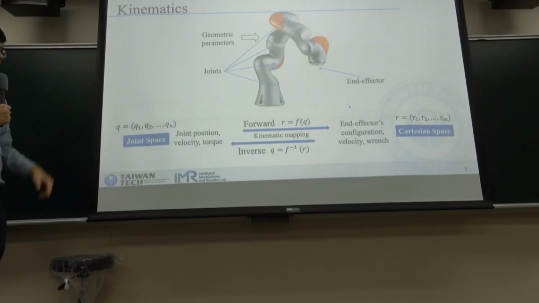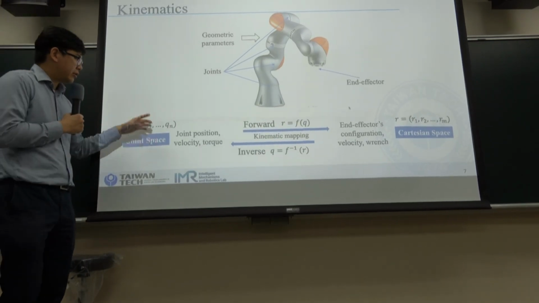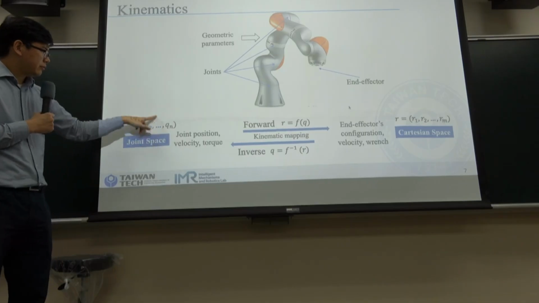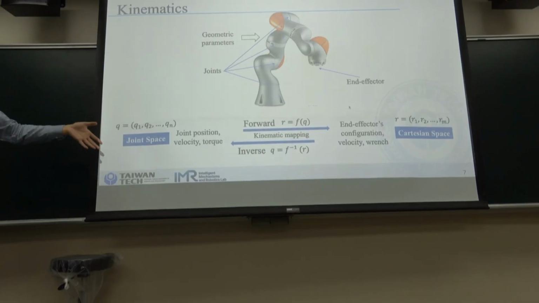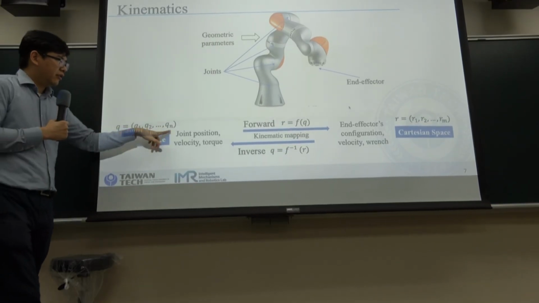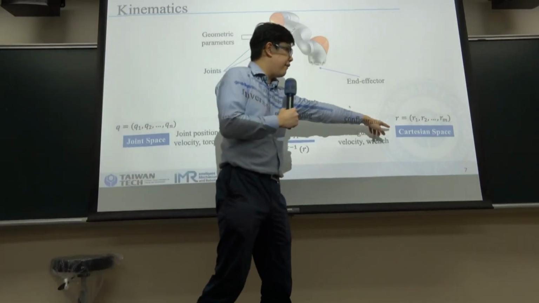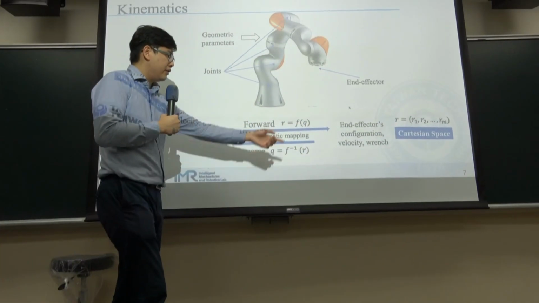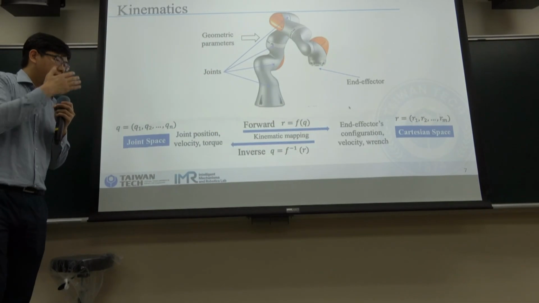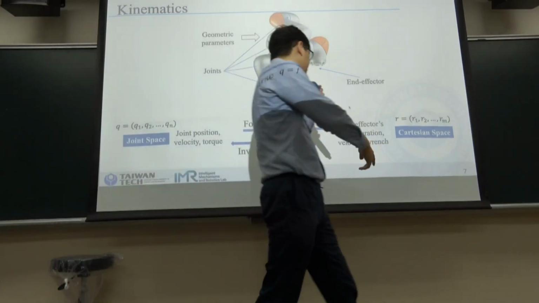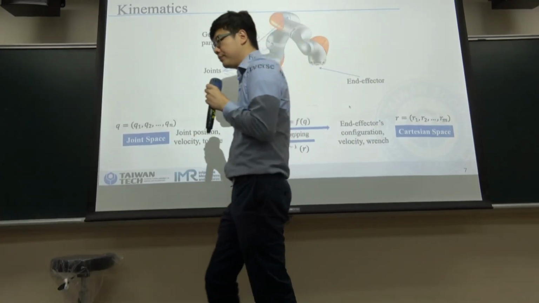This is the same figure, the same slides as last week. Last week we taught from the joint variable, which you can say is theta or d. The combination we can call q. So forward kinematics is transferring the joint variables to the end effector position, and the reverse will be the inverse kinematics. So the inverse kinematics is transferring the end effector configuration back to the joint variables.